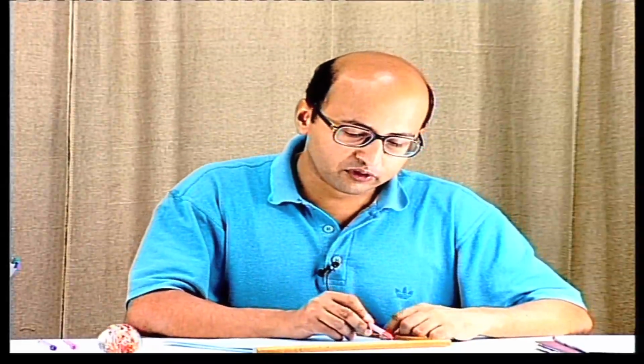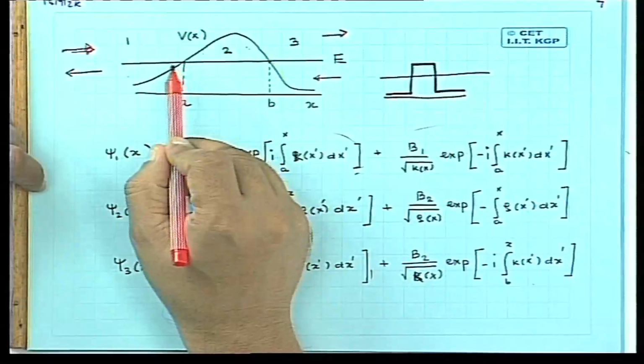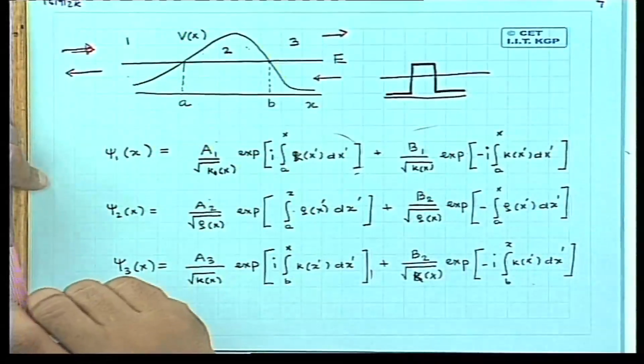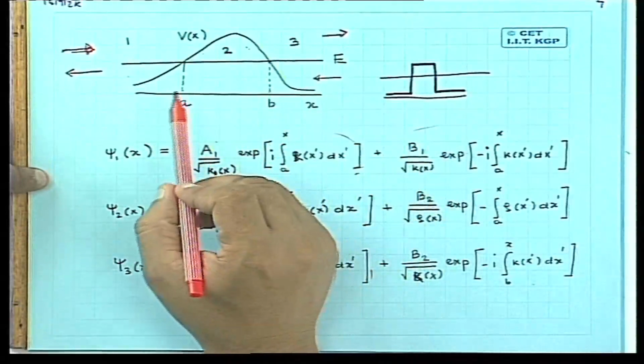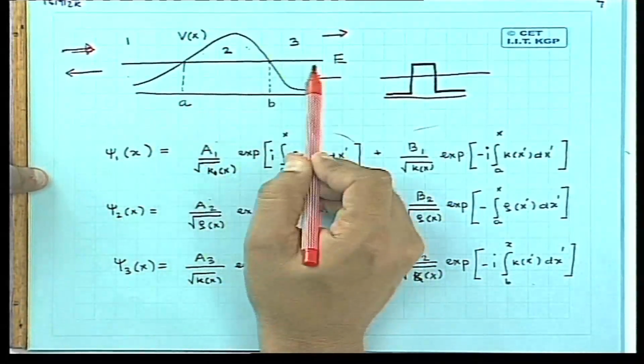So today we shall continue our discussion on the transmission of particles through a barrier, also known as tunneling. So we have a potential barrier and we have a particle with energy E incident on it from the left side, and classically the particle would go up to the point A and then turn back.